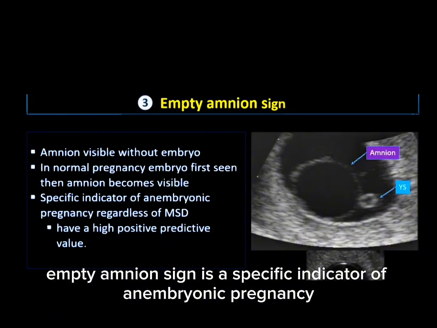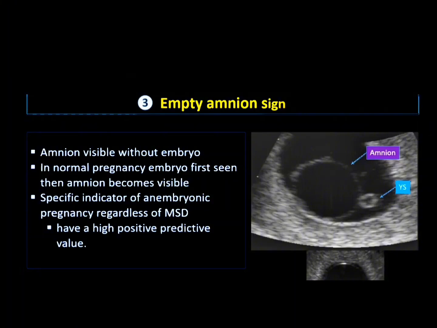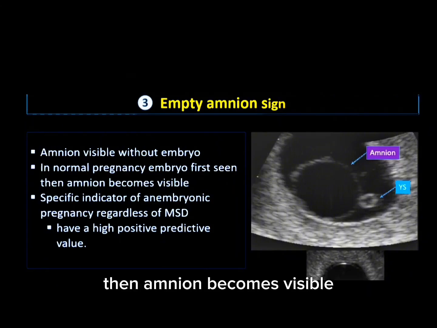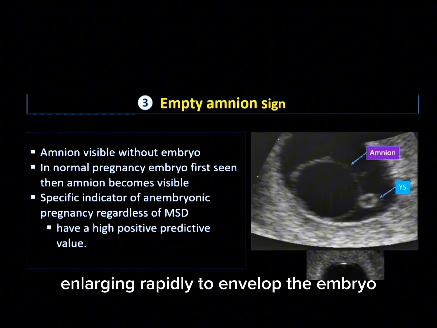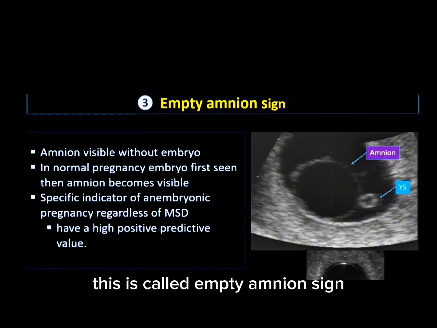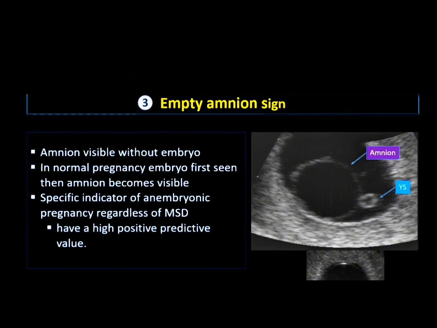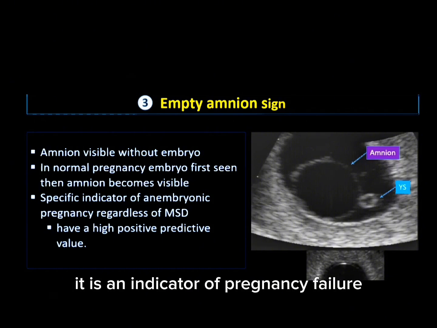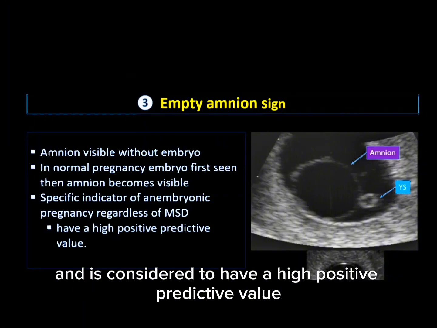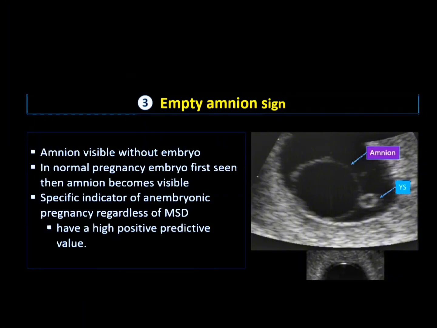Empty amnion sign is a specific indicator of anembryonic pregnancy. In normal pregnancy, the embryo is first seen as focal thickening on the yolk sac. Then the amnion becomes visible, enlarging rapidly to envelop the embryo. If the amnion is visible without an embryo, this is called empty amnion sign. It is an indicator of pregnancy failure regardless of the mean sac diameter, and is considered to have a high positive predictive value.